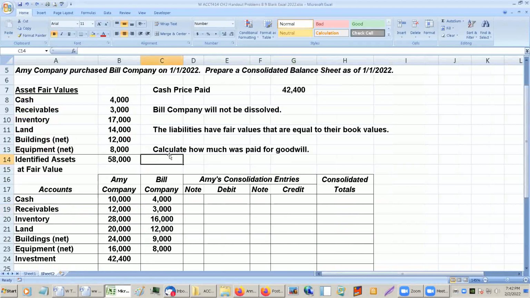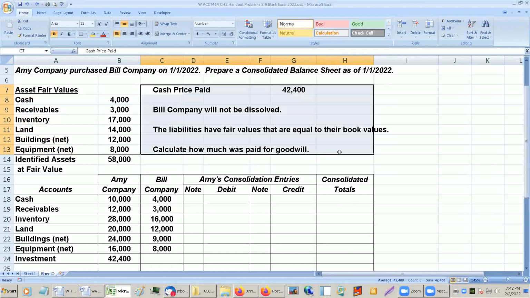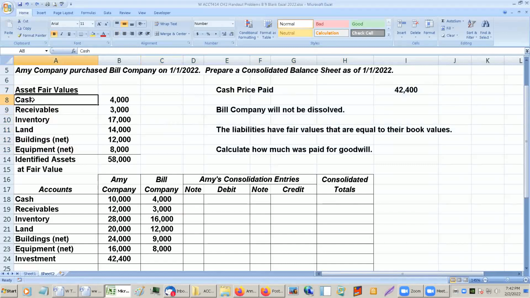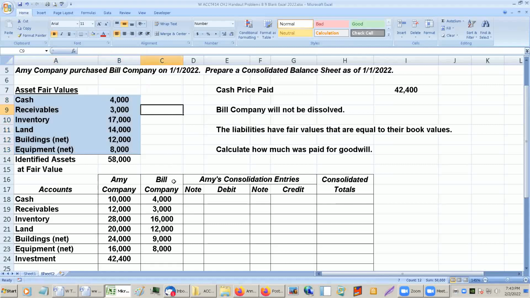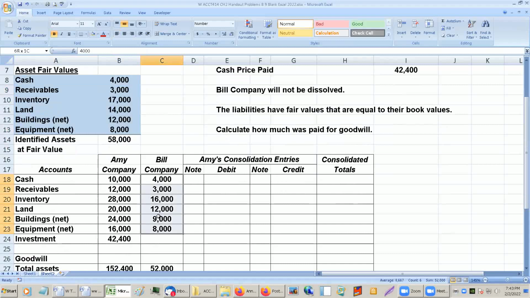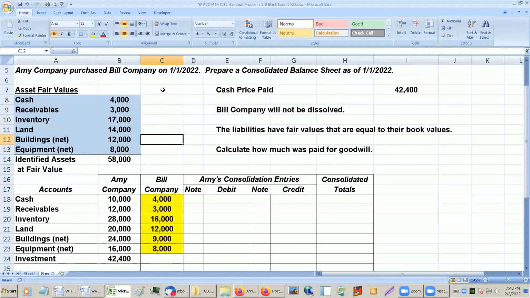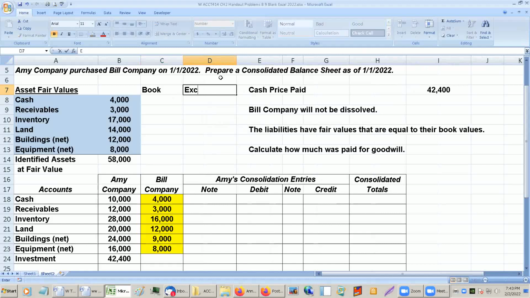Yeah, let's go ahead and do this one together, I guess. We've got time. All right, move this over. So again, these are all the fair values. And Bill down here, these are all at the book values. And we have to find out the excess. This is the excess assets.